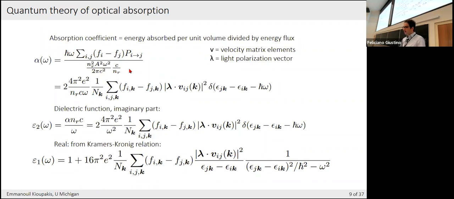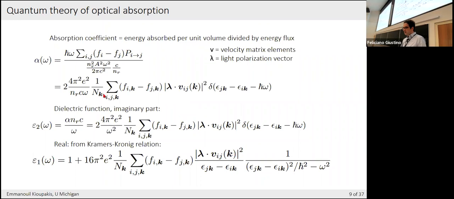Okay, and in this term, the vector potential will cancel out, so the photon field will disappear, and we're left only with properties of the electrons, like band energies, matrix elements, occupation numbers, and a summation over the Brillouin zone. Okay. Again, this equation is for direct absorption only. There's still no phonons in the picture.